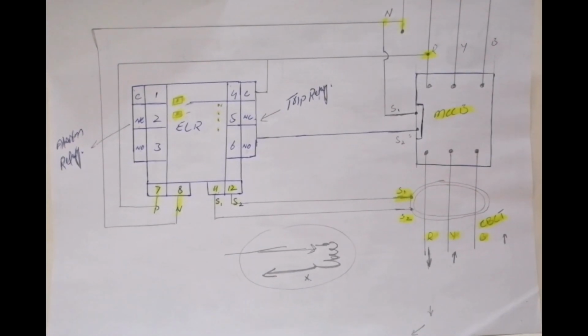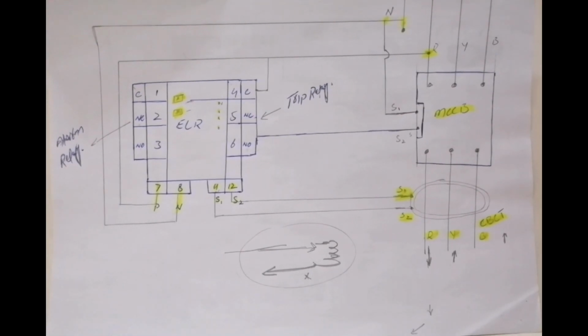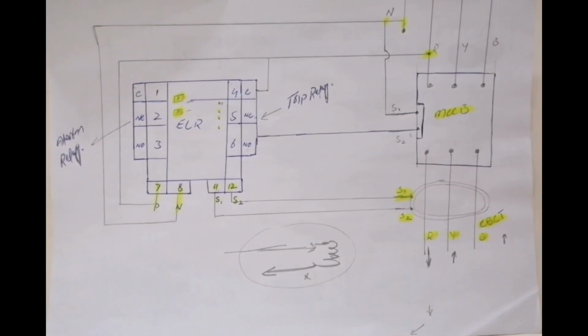The other three points you can check in this drawing are 1, 2 and 3. Point number 1 is the common, point number 2 is the normally closed, and point number 3 is the normally open point. These three points we use for a buzzer. If we connect a buzzer in this circuit, we can use these three points 1, 2 and 3.